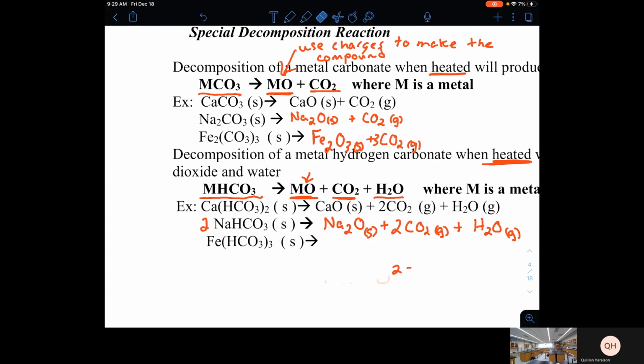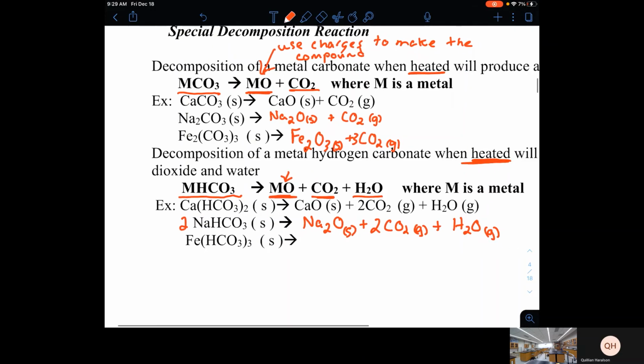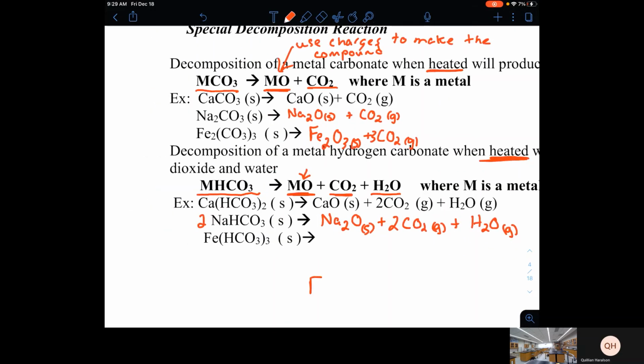For the last one, I'm going to go in here once again. I'm going to say, okay, I'm going to get my metal oxide. So Fe is going to end up being a 3+ charge here. And the oxide is an O2-. So once again, least common multiple will be 6. So I get Fe2O3. So Fe2O3 as a solid. Also, I'm going to get my CO2 gas.